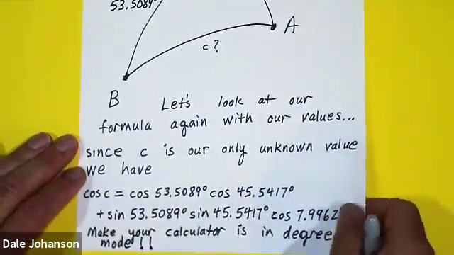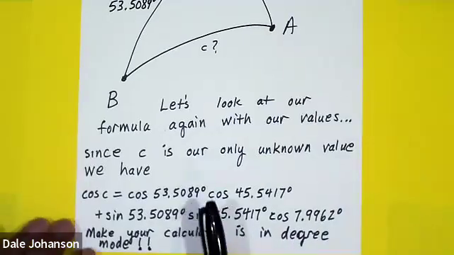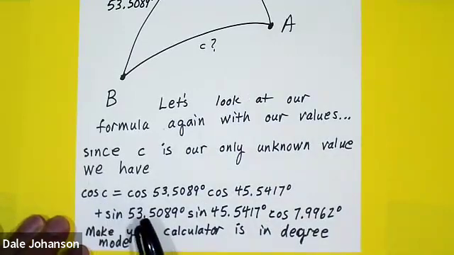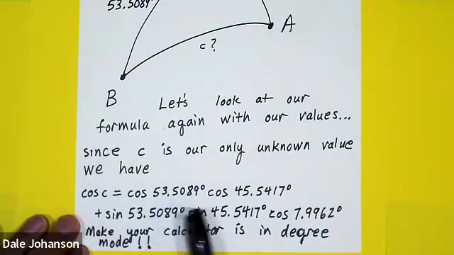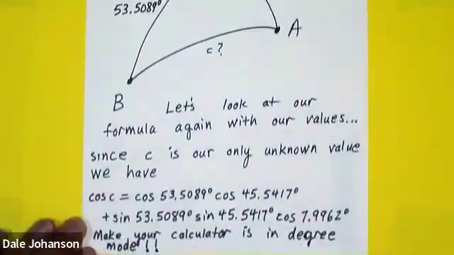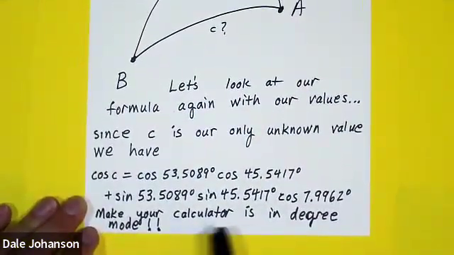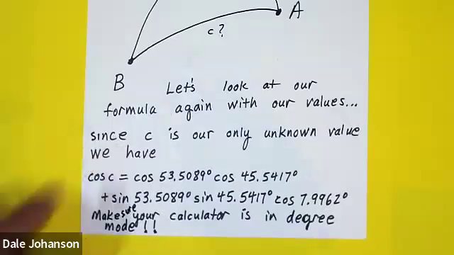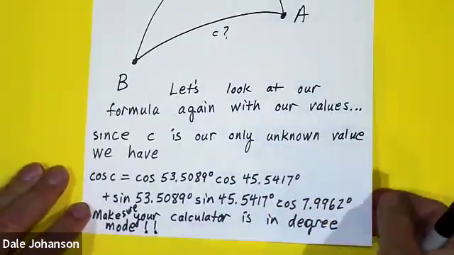So let's look at our formula again with our values. Since C is our only unknown value, we have the following. We have the cosine of little c is the cosine of A times the cosine of B plus the sine of A times the sine of B times the cosine of angle C that we have up here. And make sure, put that word in there. Make sure your calculator is in degree mode, not radian mode. We're going to talk about radians later, but it needs to be in degree mode for now.